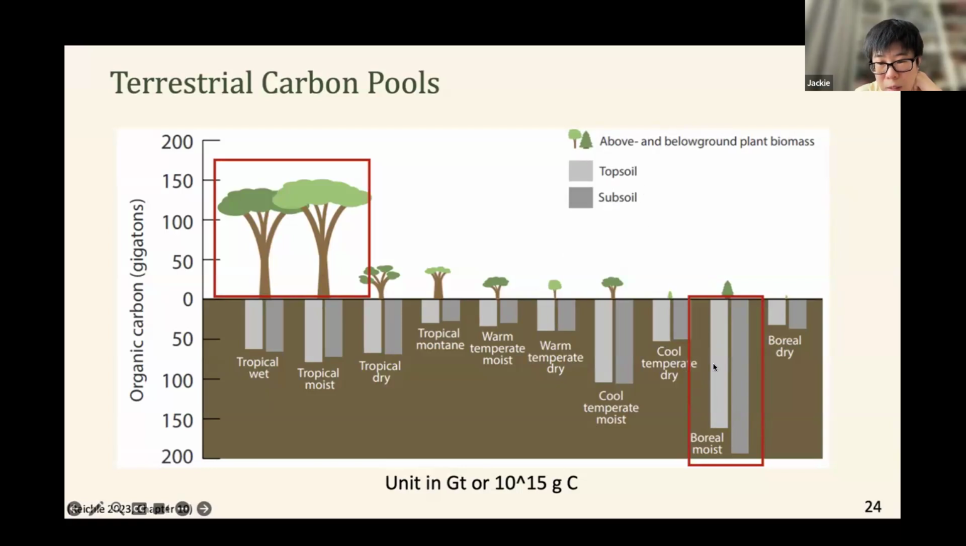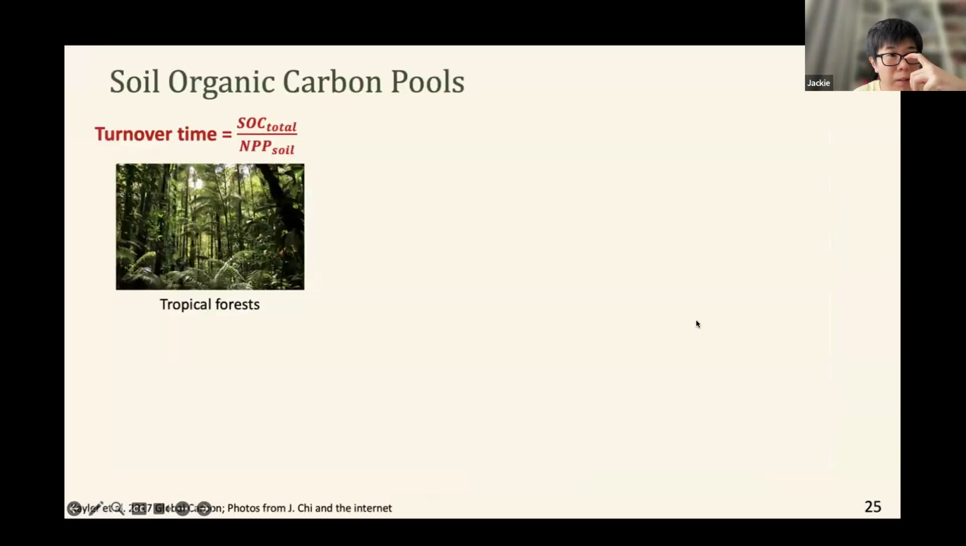To answer this question, we will introduce another term, turnover time. That is the total amount of SOC, soil organic carbon, divided by the amount of NPP that is incorporated into the soil. Then that gives the turnover time. So would the tropical forest have a shorter turnover time or a longer one? Just based on, I think, more like common sense.